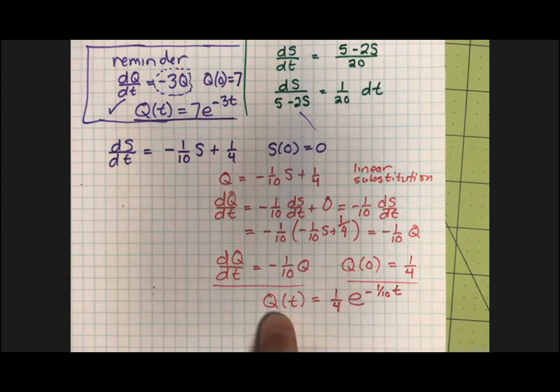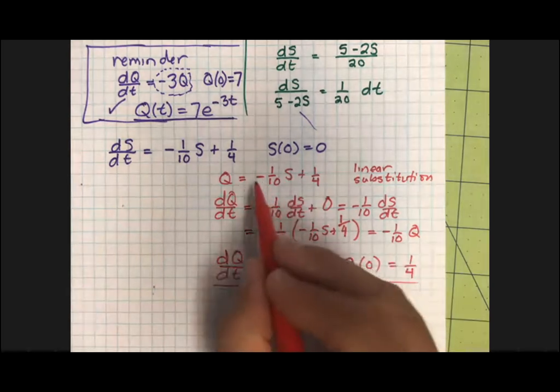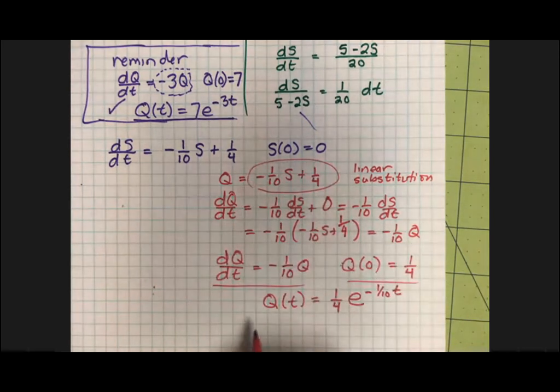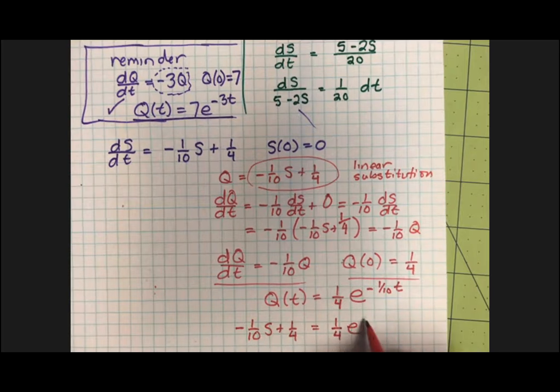Now, you say you weren't solving for q, you were solving for s. That's right, I am solving for s. So now that I know what q is, let's go back and find out what s is. So now I say minus 1/10 s plus 1/4 is 1/4 e to the minus 1/10 t.